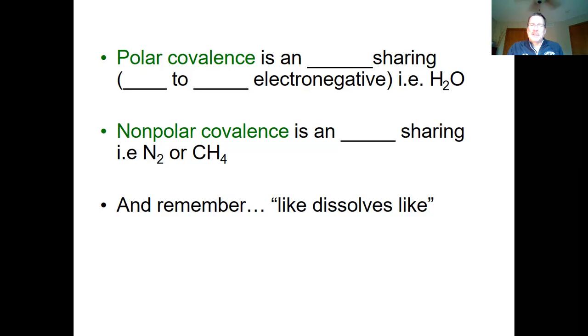Non-polar covalence is an equal sharing. And remember, there's scales of polarity. Really, the only non-polar bonds are between the diatomics and carbon hydrogen. Everything else is polar to some degree or another, even all the way to ionic bonds. And in solutions, remember, like dissolves like. So if you have a polar substance, you need a polar solvent.